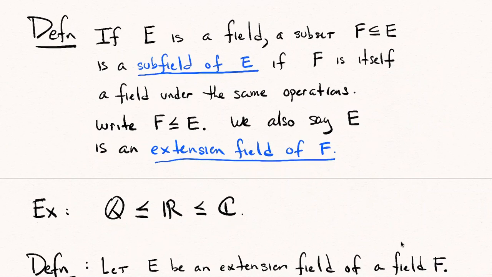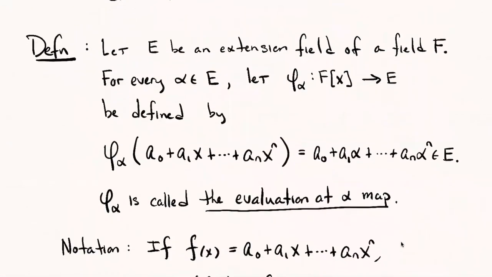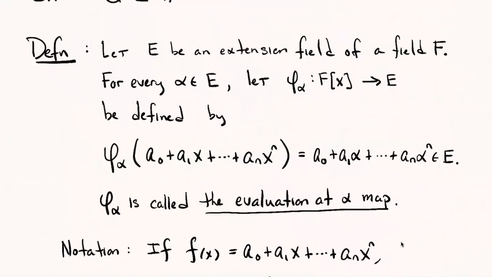So now here's how we're going to get at this notion of zero. First of all, if you take some extension field E of a field F, and you choose an element alpha in E, then I'm going to define a function, which I'm denoting by phi sub alpha, because it depends on alpha, and it's going to take a polynomial over F and produce an element of E. And here's how the formula works.